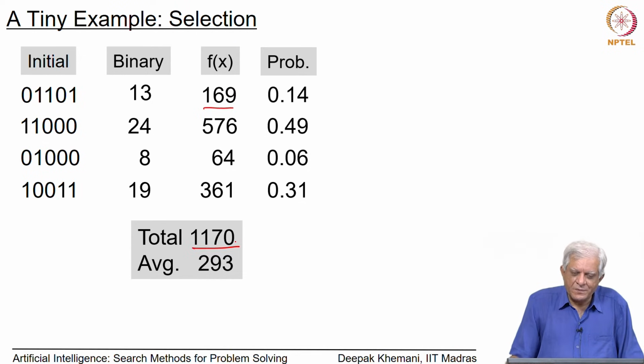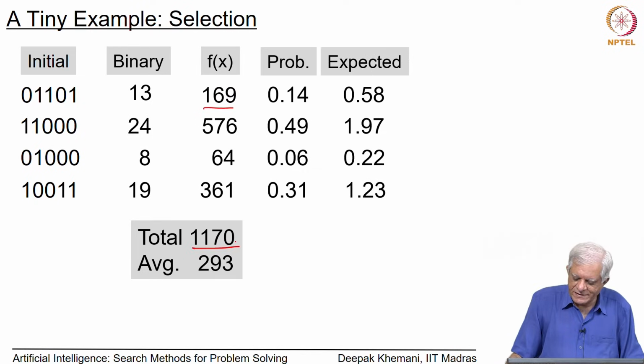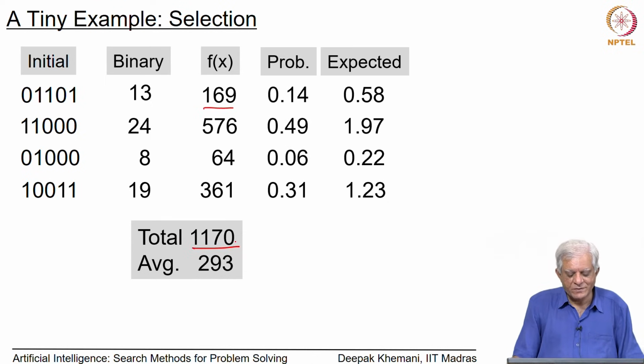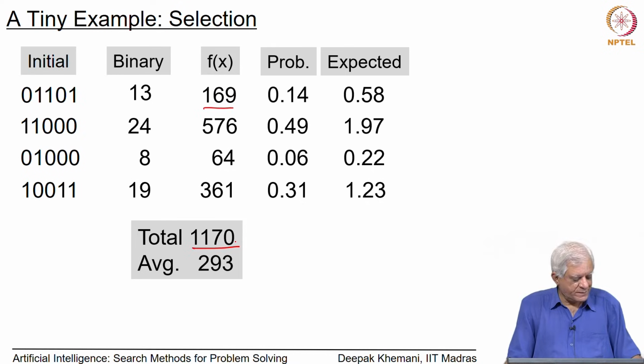Now, how many copies do we expect of each? That is given by this column which talks about expectation. This expected number of copies is simply given by multiplying the probabilities by 4, because we are going to spin that roulette wheel 4 times. We want to produce 4 new candidates from this given population.